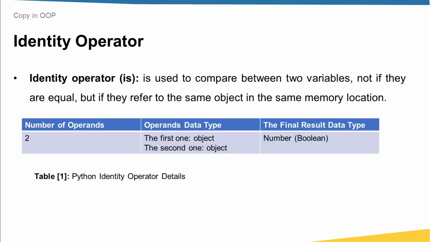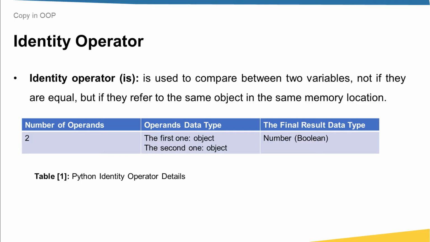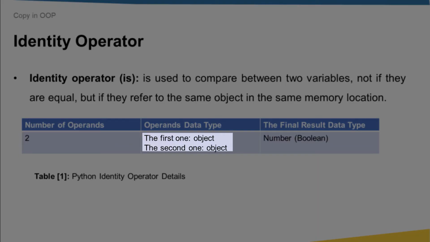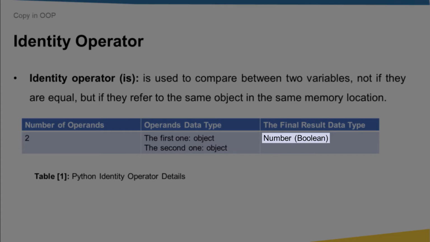To understand this operator better, let me show you the following table. This operator takes two operands, which means it will compare one object to another. The data type of these operands is object, so objects of any class can be compared using this identity operator. And once you use this operator, the final result data type is going to be a Boolean.